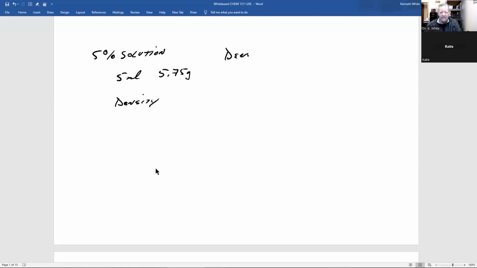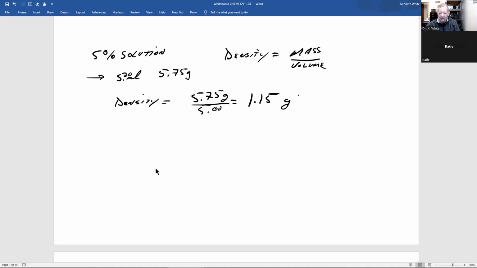Density is mass divided by volume. And therefore, for this solution, if that's what you got, it would be 5.75 grams per 5, and we could call this 5.00. Do it to 3 significant figures. Now I can pick up my calculator, clear it, 5.75 divided by 5.00, and I get a density of 1.15, times 10 to the 0, which is 1.15. And that's the units, grams per milliliter.